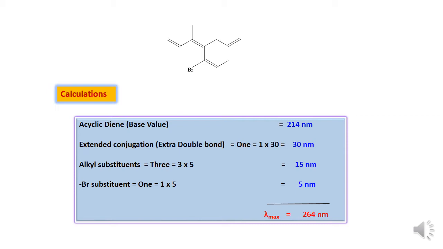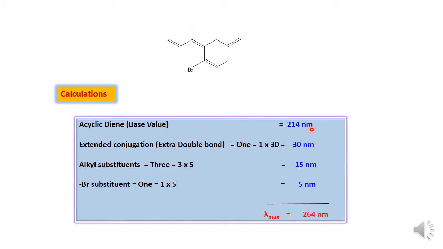So first we have to identify the nature of the compound, whether it is cyclic or acyclic. Now we can easily identify it by looking at the structure of the compound. So this particular structure is acyclic. There is no presence of ring, therefore it is acyclic. Then we have to take the basic value, that is 214 nanometer, that is for the acyclic diene. So we have taken here base value, that is 214 nanometer.